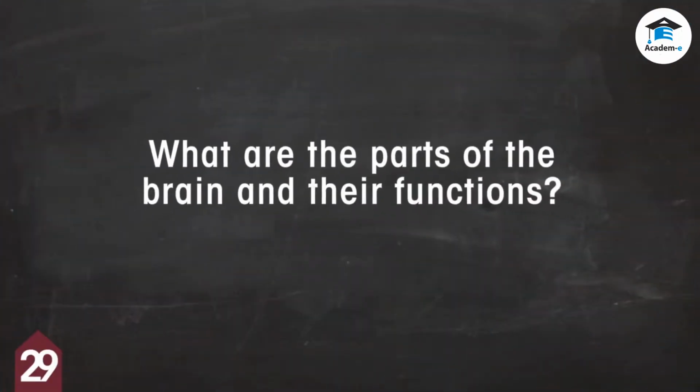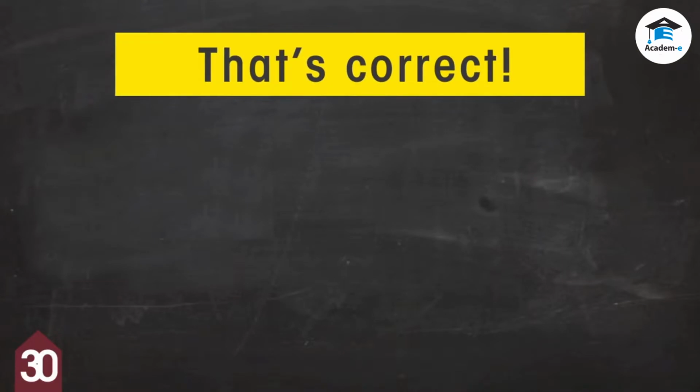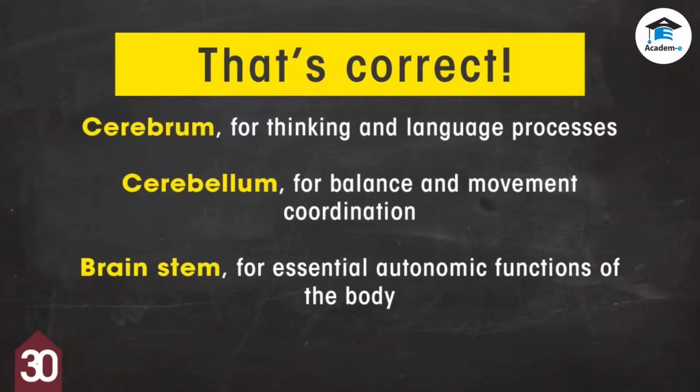What are the parts of the brain and their functions? That's correct. The cerebrum, which is responsible for many thinking and language processes. The cerebellum that is mainly responsible for balance and movement coordination. The brainstem that controls many essential autonomic functions of the body.